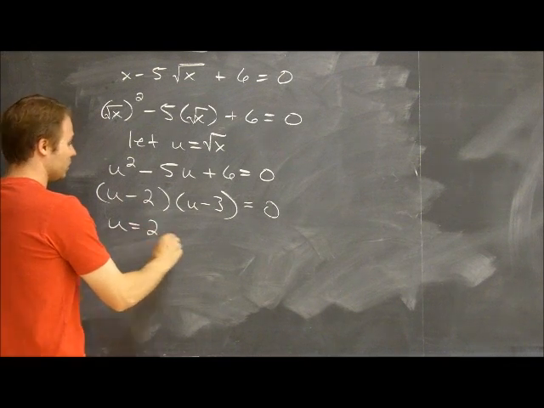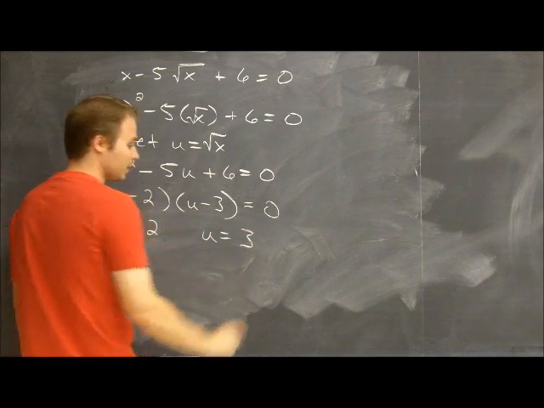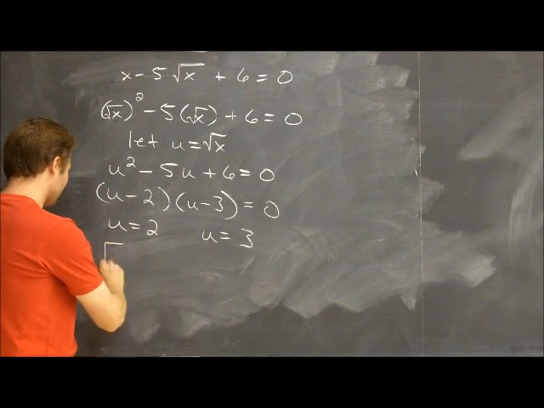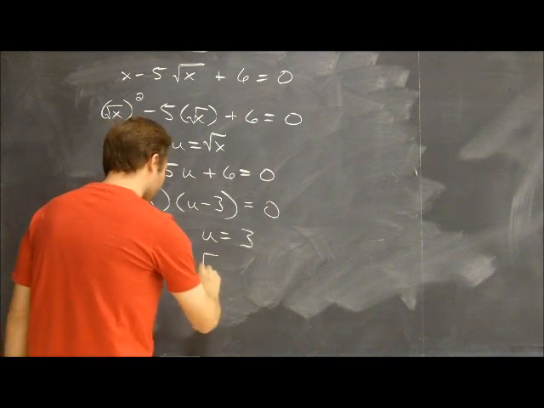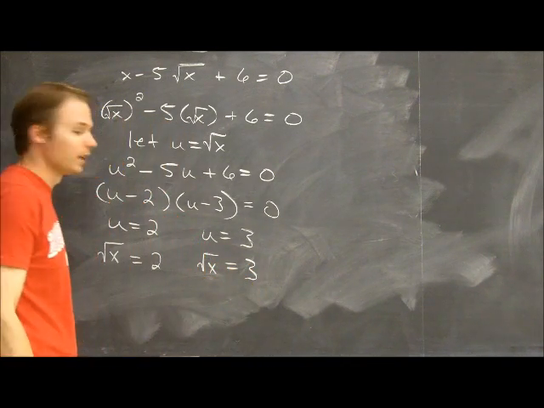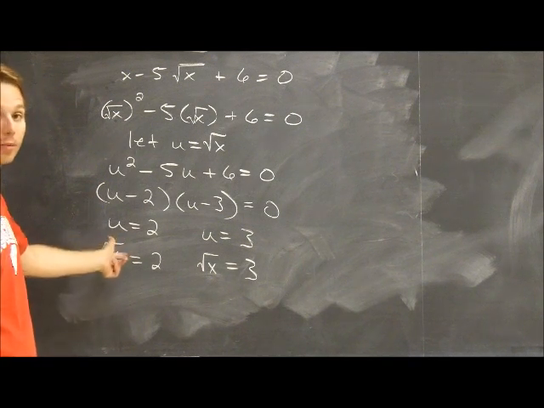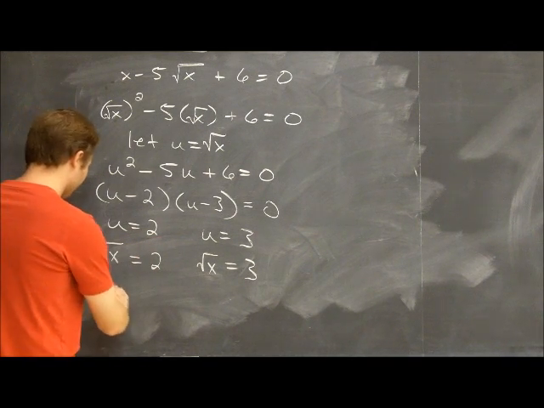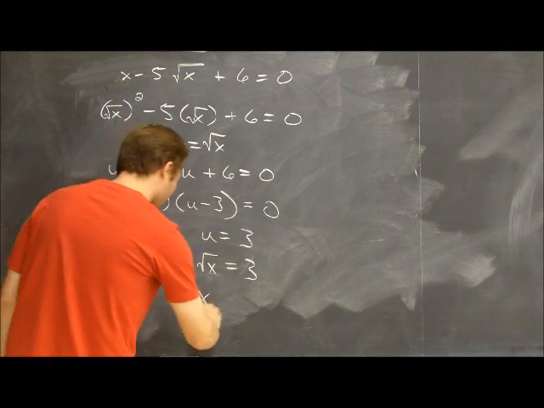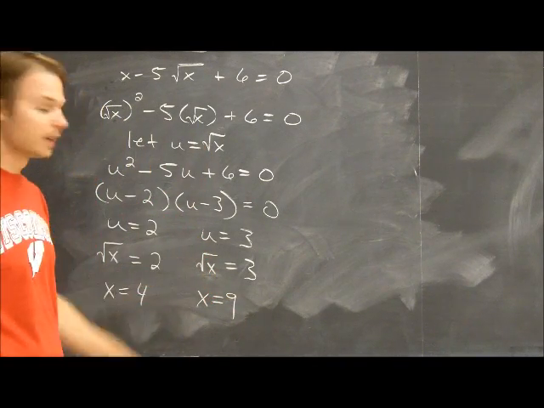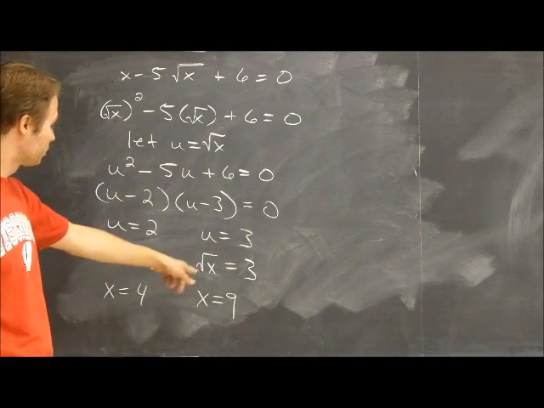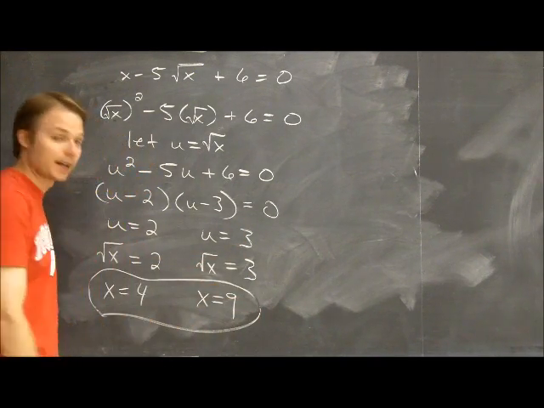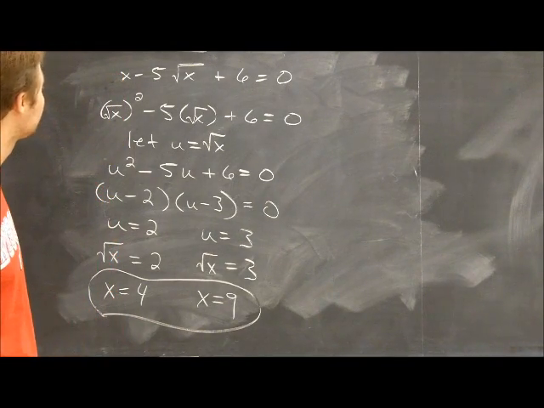So I end up getting two answers. u is equal to 2, or u is equal to 3. But again, I'm not solving for u, I'm solving for x, so I have to do a resubstitution here. And say, well, u is really equal to the square root of x, so I'll just go back and replace that here. Now to solve for x, all I need to do is square both sides of this equation. And I'll end up getting 4 and 9. So the square root of 4 is equal to 2, and the square root of 9 is equal to 3. So my solutions here, after I square both sides, are x equals 4 and x equals 9.